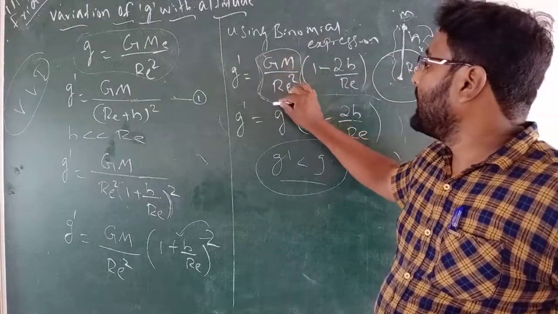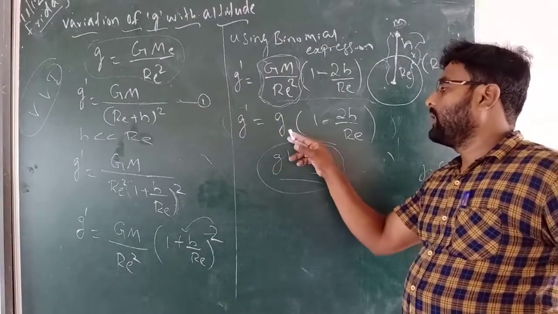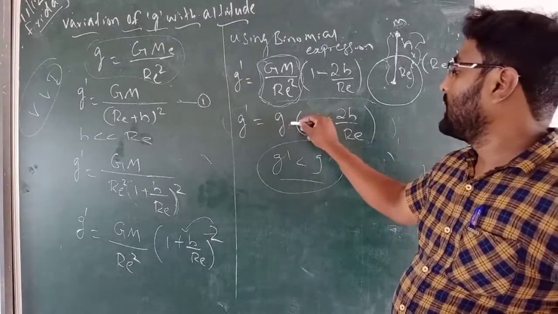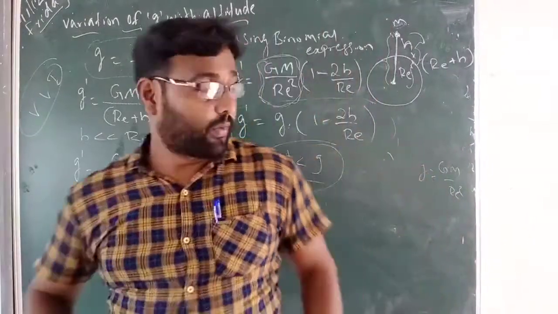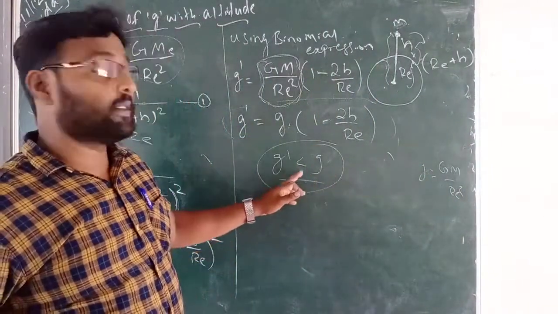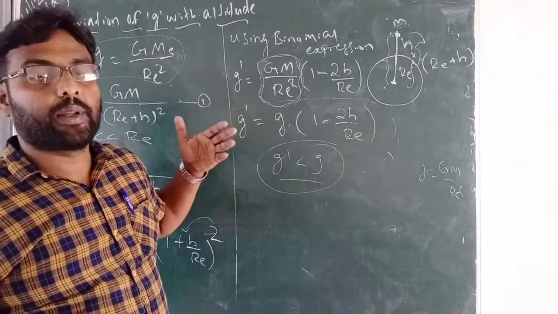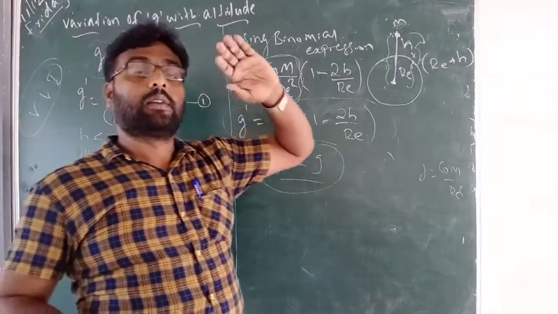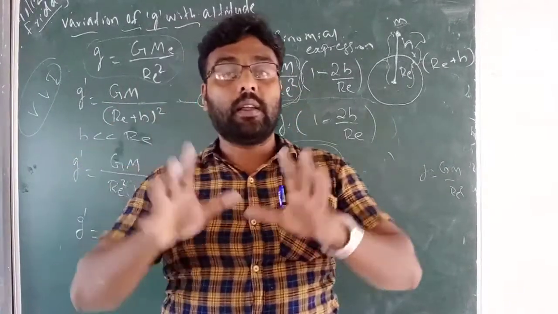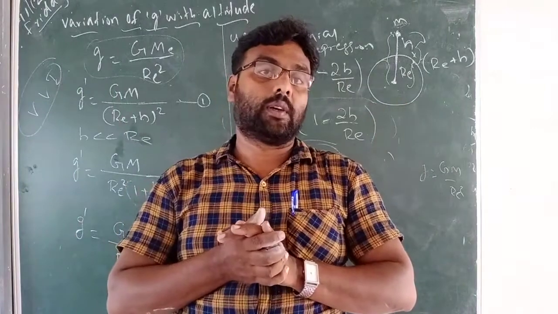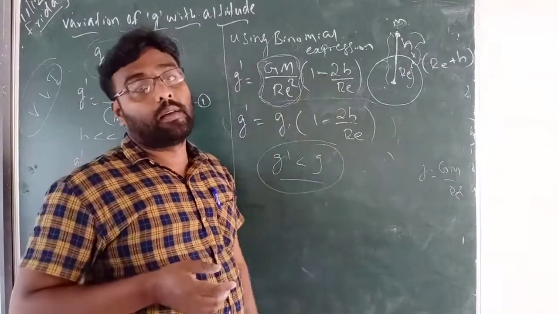Now next step, GM by R_e square means what? g. So I am writing this g dash is equal to g into (1 minus 2h by R). This is the equation we have found. Finally you have to write that g dash is less than g. If altitude increases, what will happen? Height increases, acceleration due to gravity will decrease. Always near the surface of the earth, this gravity value remains the same. And as height increases, gravity decreases.